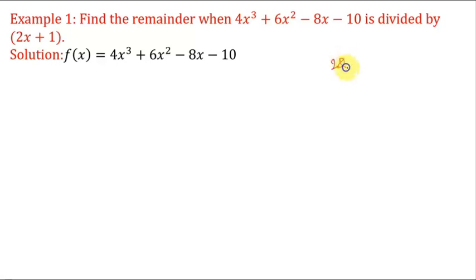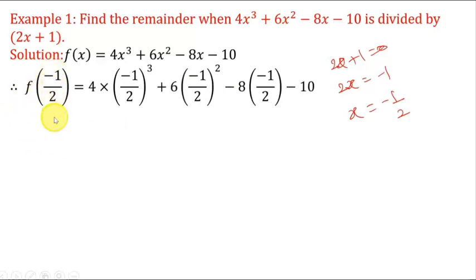How is it? Here 2x plus 1 is equals to 0. Therefore 2x is equals to minus 1, and hence here x is equals to minus 1 upon 2. We will replace x by minus 1 upon 2 and then simplify. Therefore, f of minus 1 upon 2, that is x replaced by minus 1 upon 2, is equals to 4 into minus 1 upon 2 whole cube plus 6 into minus 1 upon 2 whole square minus 8 into bracket minus 1 upon 2 minus 10, and then simplify.